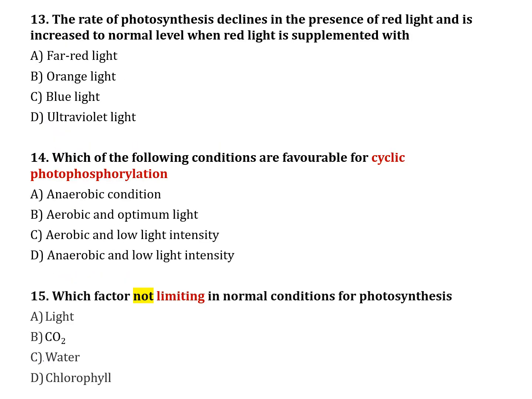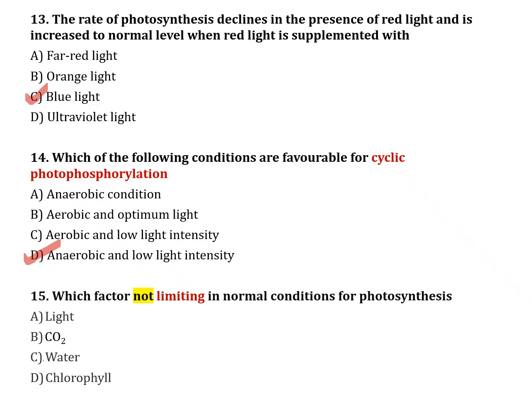The next question number 13. The rate of photosynthesis declines in the presence of red light and is increased to normal level when red light is supplemented with option A far red light, option B orange light, option C blue light, option D ultraviolet light. Correct answer is option C, blue light. The next question number 14. Which of the following conditions are favorable for cyclic photophosphorylation? Option A anaerobic condition, option B aerobic and optimum light, option C aerobic and low light intensity, option D anaerobic and low light intensity. Correct answer is option D, anaerobic and low light intensity.